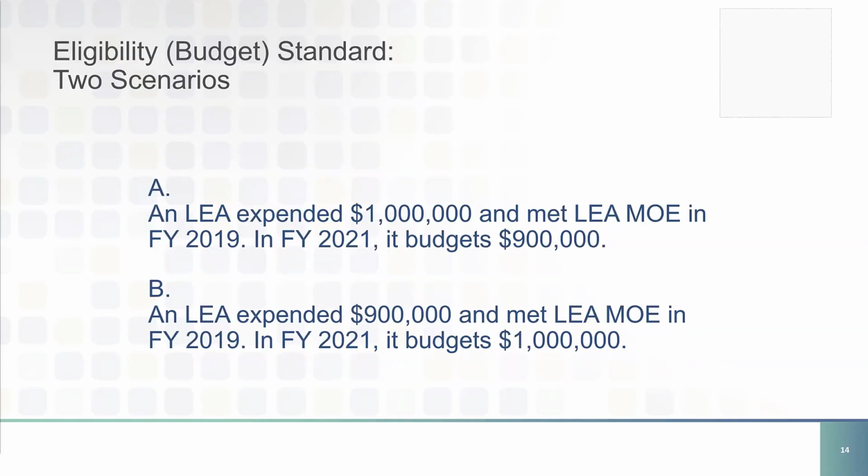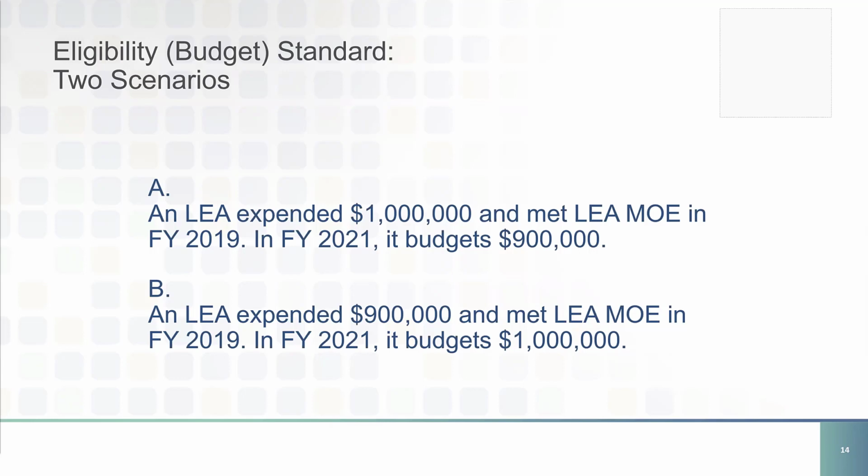Here are 2 examples of how the eligibility standard plays out. In these examples, an LEA's level of effort is being calculated under the eligibility standard for fiscal year 2021. Take a moment to review this. The main point of this example is to give you a foundational understanding of the eligibility standard. Does the LEA meet the eligibility standard in both examples?